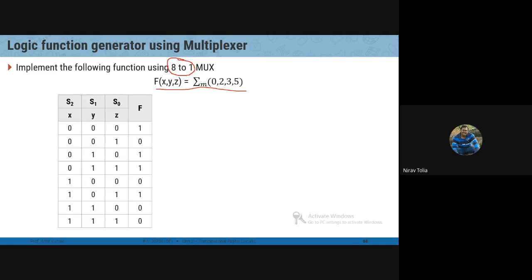So simply we have an 8 to 1 MUX. An 8 to 1 MUX has 3 select lines. So we have 8 different inputs: 000, 001, 010, 011, 100, 101, 110, and 111. So we know this is 0, 1, 2, 3, 4, this is 5, this is 6, and this is 7.